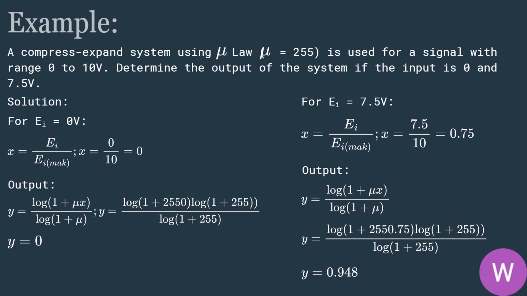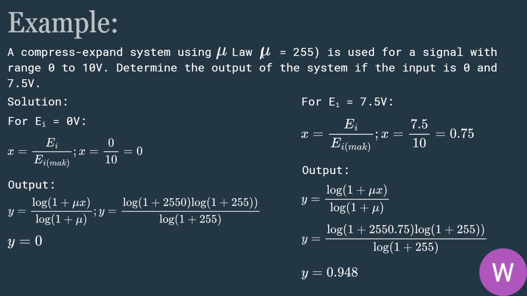Here is a simple example about the companding system using mu law. The example says a compress-expand system using mu law with mu equals 255 constant is used for a signal with range 0 to 10 volts. Determine the output of the system if the input is 0 and 7.5 volts. So the solution will be, we have two cases. The first is input equals 0 volts, EI equals 0 volts, and X equals EI over EI max.